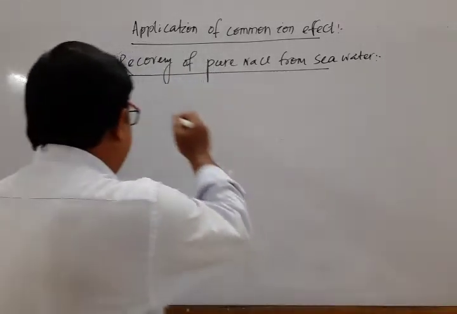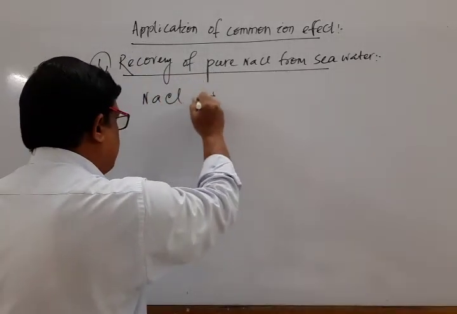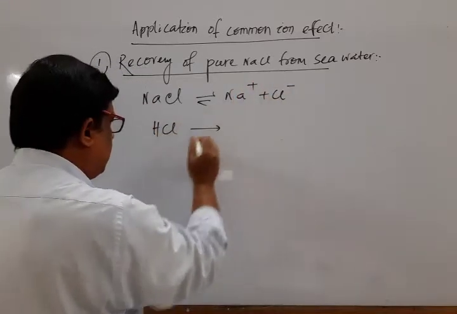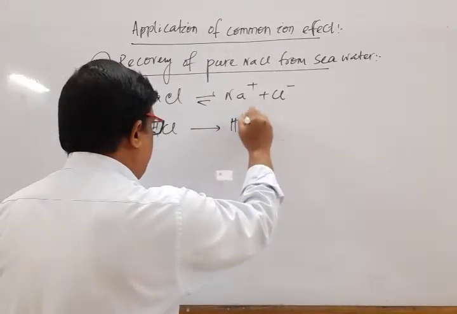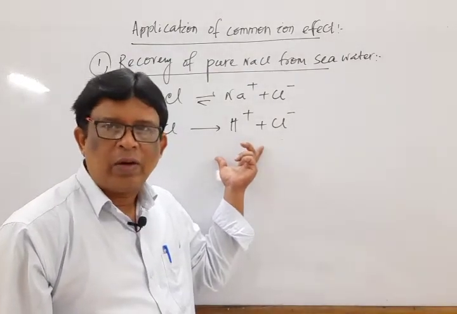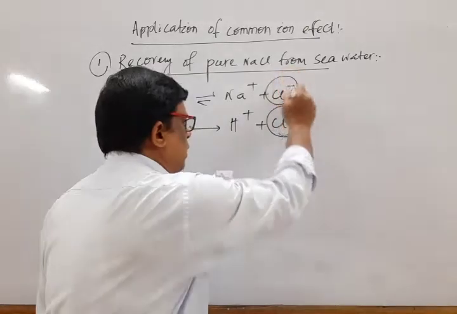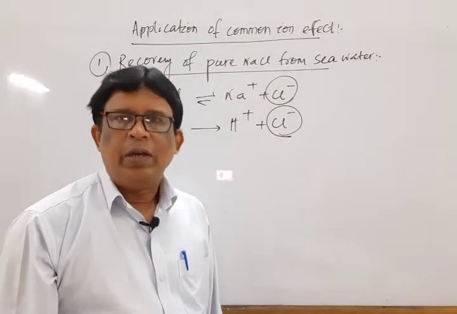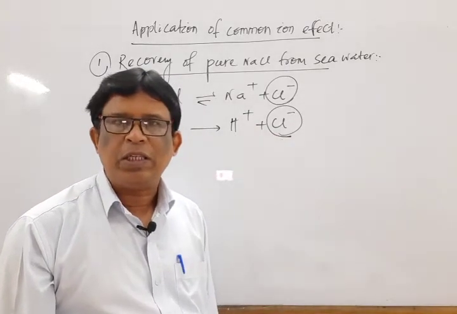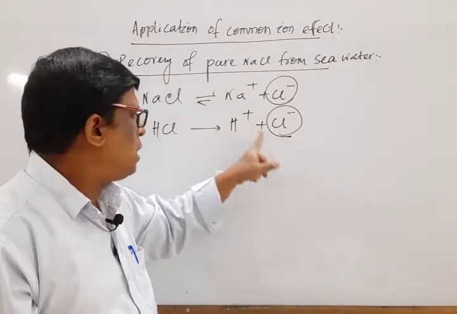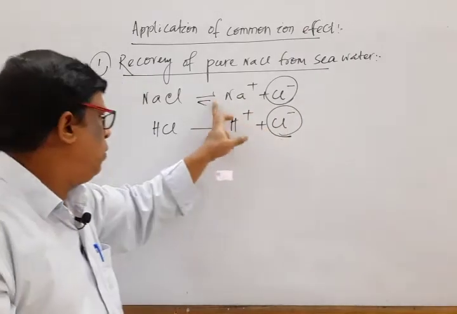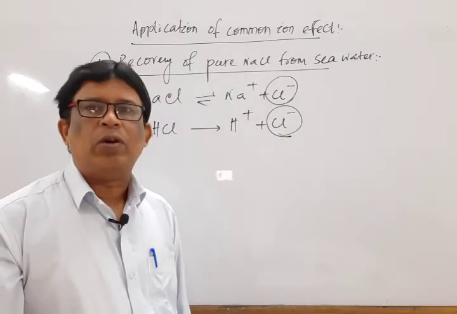Mark that. The impure sodium chloride, as a weak electrolyte, dissociates partially, while HCl is a strong electrolyte, dissociating completely. So what we observe here, there is one ion which is common. Mark that, it is a common ion. Due to the common ion, one effect is there. What is that effect? According to Le Chatelier's principle, the equilibrium shifts backward. As the concentration of Cl minus ion on the product side increases, equilibrium shifts backward, forming more NaCl.